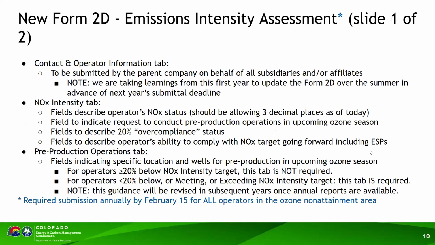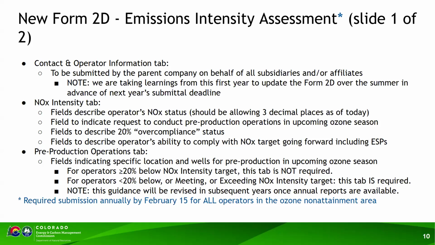All right, moving on to the new Form 2D, the emissions intensity assessment. There's a little asterisk there to remind me that this is a required submission annually by February 15th for all operators in the ozone non-attainment area. Now, the keyword is all operators. This is if you're planning to do pre-production and/or currently just doing production operations.